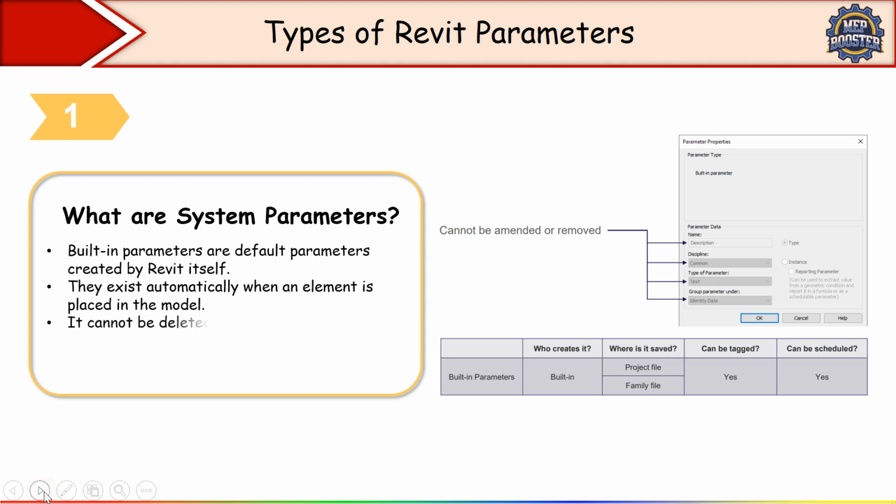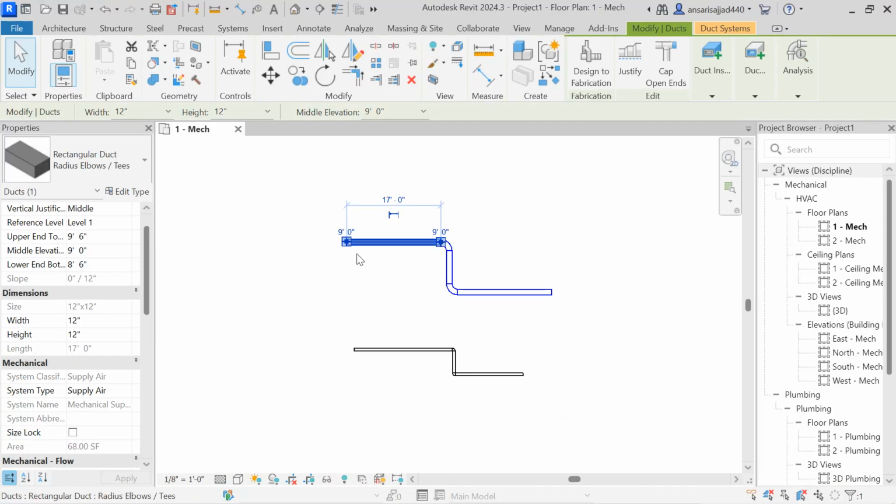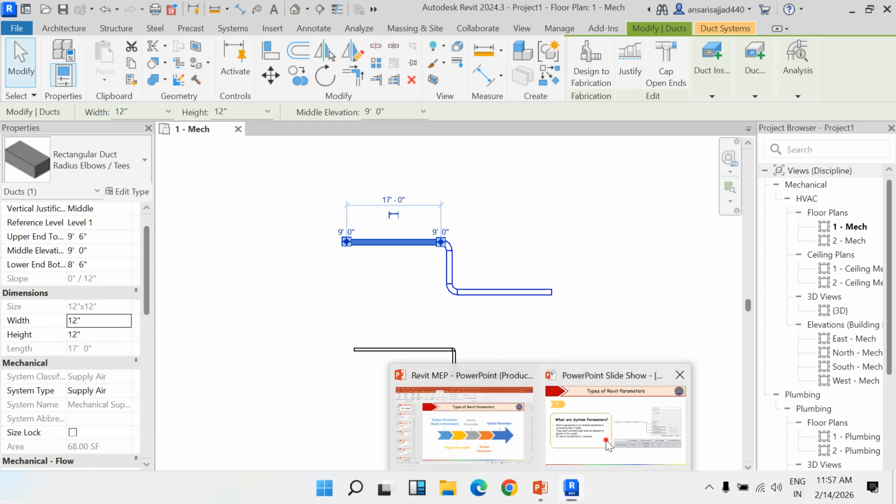Got it? Now the next point about system parameters is that they cannot be deleted or renamed. It means you cannot delete a system parameter, rename it, or change its data type. These are locked by Revit. I will show you an example. When you have drawn the duct and you select it, the size, width, height, these are all system parameters. Now if I try to delete, right click or anything, you cannot delete it. You also cannot rename it, because these are locked by Revit. So this is the exact meaning of this point.